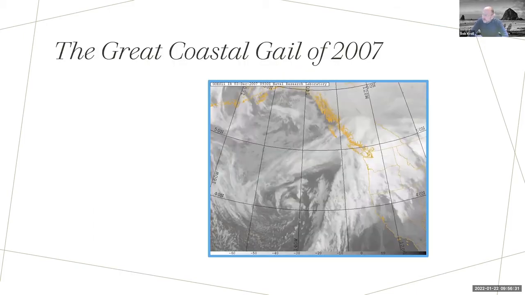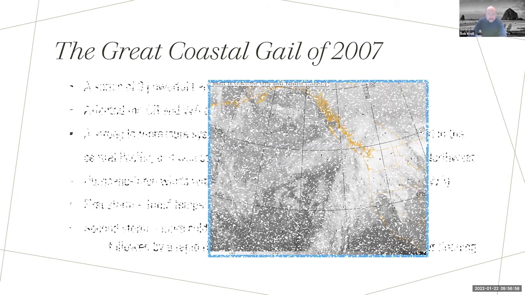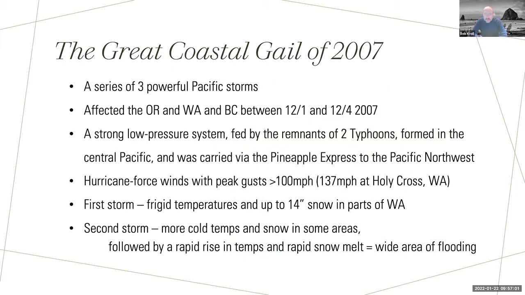So I think a lot of us remember the storm we had here in 2007. It's been called by meteorologists the Great Coastal Gale. And actually, in the left lower quadrant, you can see some swirling of the clouds there that look reminiscent of the start of a hurricane. But what made this different than what I think of as typical hurricanes is that it was 3 storms, boom, boom, boom, one right after the other.